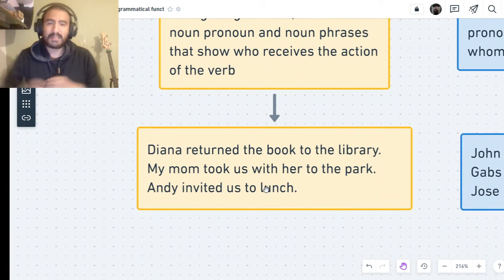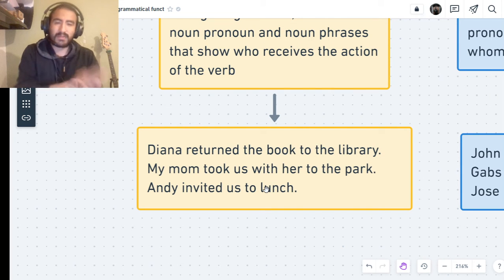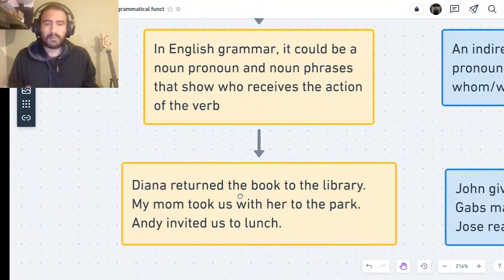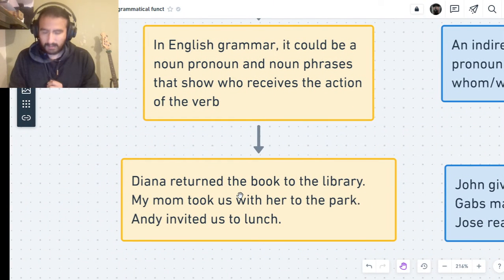Diana returned the book to the library. What is Diana doing? She is returning the book to the library. So, return is the verb and the book is the direct object. The book is getting the action of the sentence.